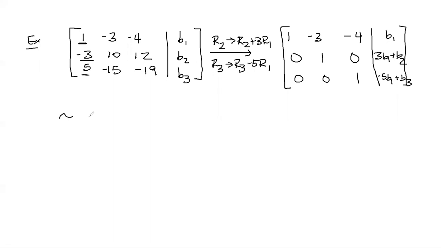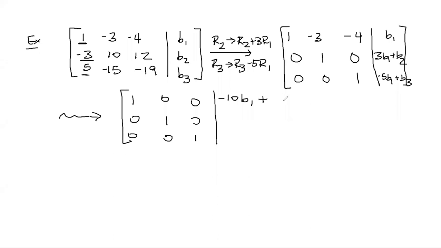And if we keep on doing this, you will end up getting 1, 0, 0. And what do we get in our augmented side? This will simplify down to minus 10b1 plus 3b2 plus 4b3, and these ones will stay the same because we don't need to mess with those rows. They're already good.